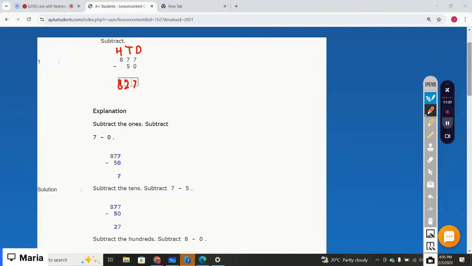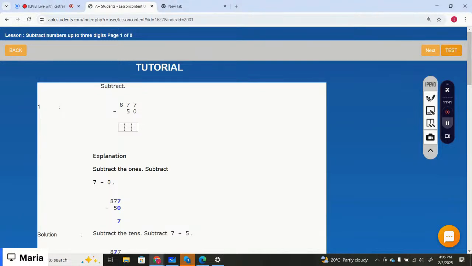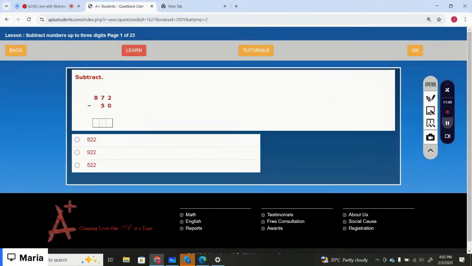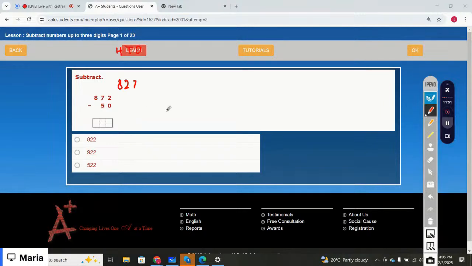Let's just start with the test questions. Let's see how do we subtract. 872 minus 50. So start subtracting from the ones digit, that is 2 take away 0 is 2, 7 take away 5 is 2, and you need to bring 8 as it is down. So that is 822. Option number 1 is the correct option, that is 822.